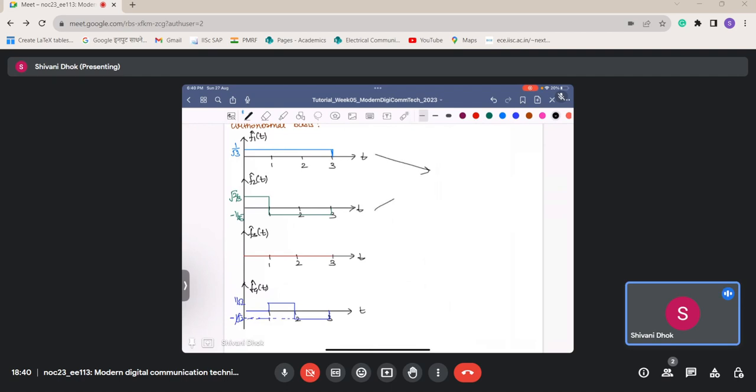Effectively, these three form the basis for, or to be more specific, these three form the orthonormal basis of signals S1(t), S2(t), S3(t), and S4(t).